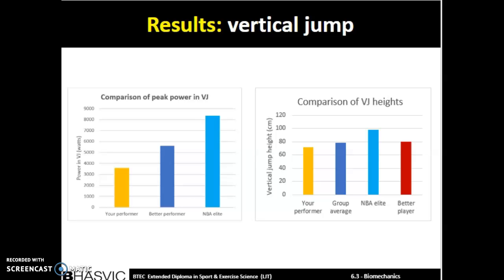And in order to improve this, they may have to try and improve the way they jump. They may improve their technique, and it will make a huge impact on the game, as the height of the vertical can really affect your team's performance, such as getting rebounds and starting a counter attack. Therefore, as you can see, my performer is a lot lower than the rest. Therefore, it needs to improve due to those factors.